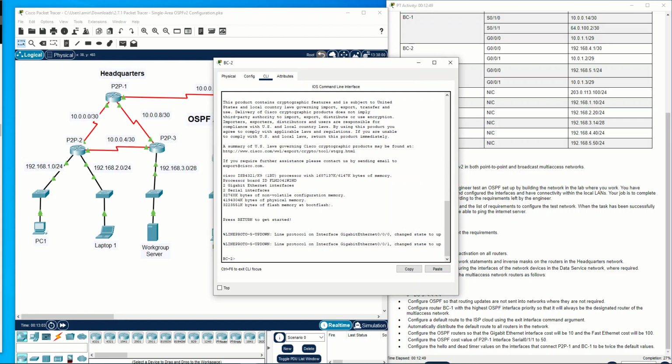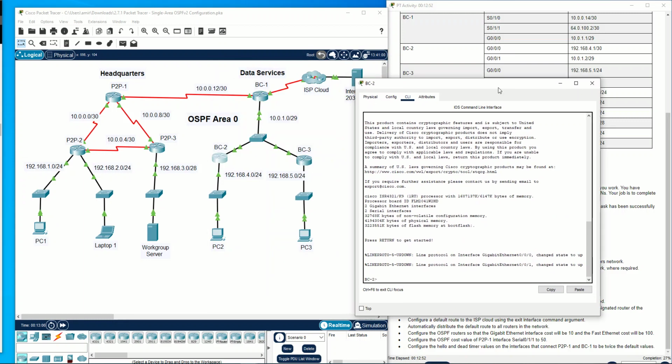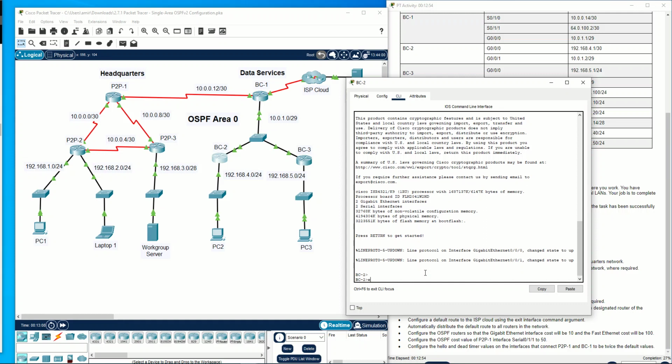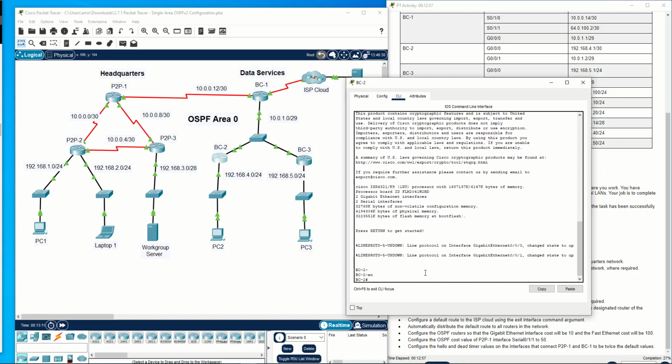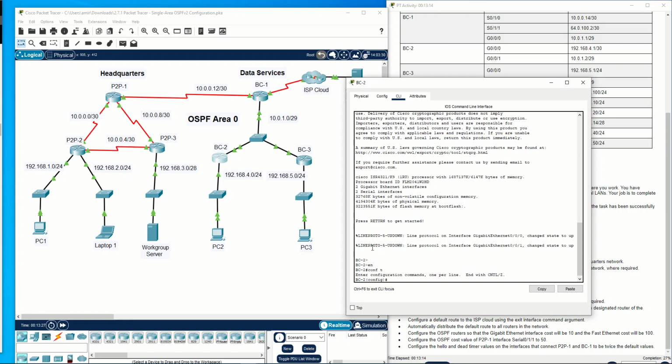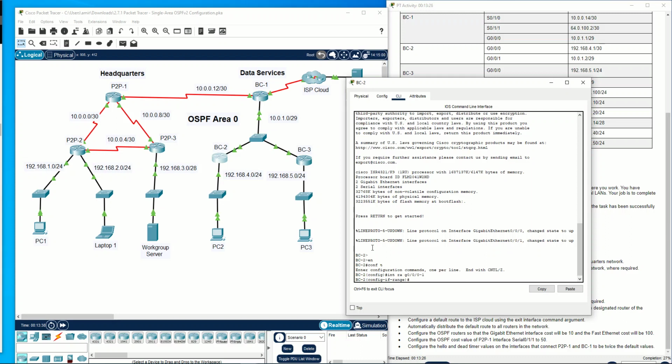And what about BC2? In BC2 also, enable, and we have G0/0, G0/0/0, and G0/0/1. Both of them, we should activate IP OSPF. Should go to configure terminal and interface G0/0/0, and we can also write here because both of them should be activated. Write here G0/0/1 and G0/0/0 and G0/0/1.